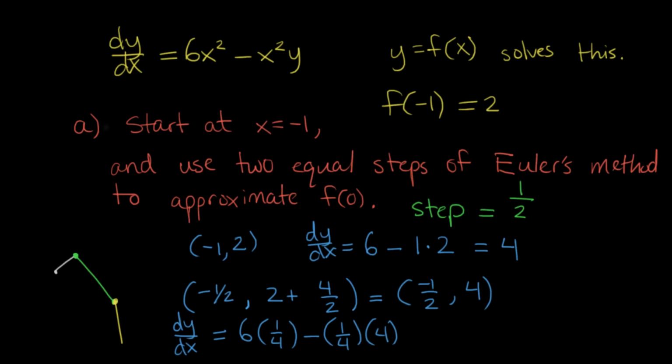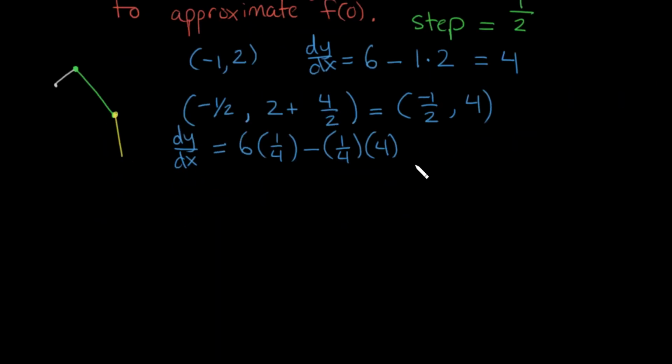Now let me scroll down a little bit here to get us some room. All right, so we can evaluate this. This tells us that the slope at this point is 6/4, which is 3/2, minus 1/4 times 4, which is 1. 3/2 minus 1 is 1/2. So we know that the slope at this negative 1/2, 4 point is 1/2, and we can apply our second step of Euler's method, step size 1/2, to find the final point. Let's do this in a new color to make it flashy so we know what we're doing.